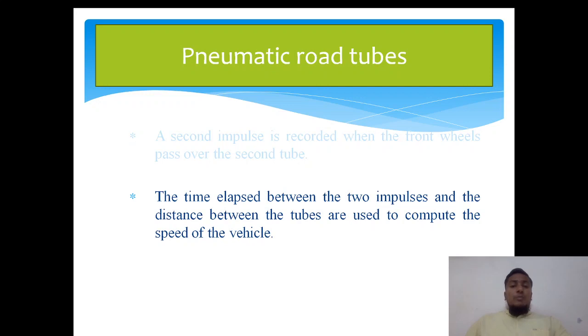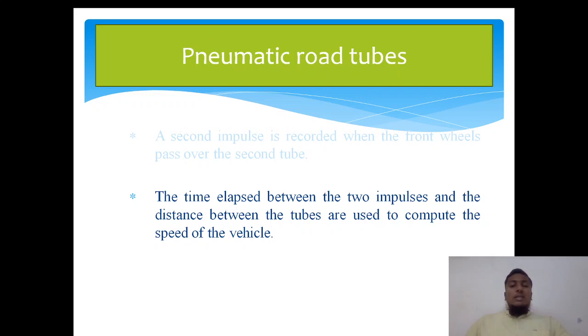So you know the time elapsed between the two impulses and the distance between the two tubes are used to compute the speed of the vehicle. So you can easily record the time, which is automatically recorded, to get the two impulses when the front wheel of a vehicle passes over the first tube and then the second tube. And you know the distance between the tubes, that is 2 meters apart.